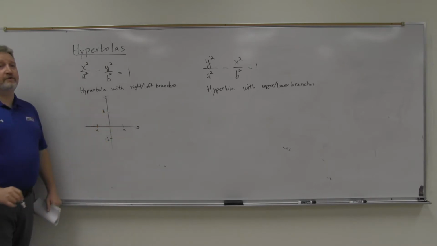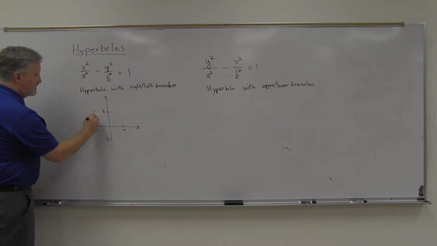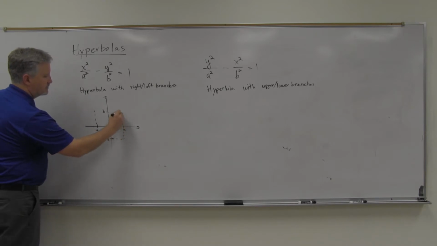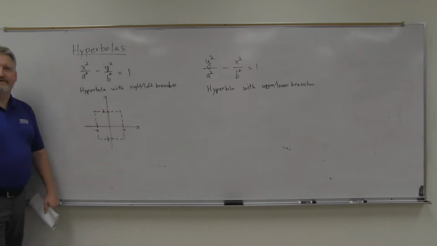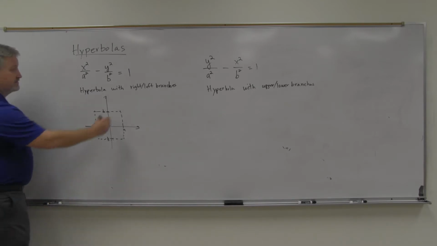But for a hyperbola, I don't connect those elliptically, right? It's a hyperbola. So what I do with those is make what's called the fundamental rectangle, drawing that rectangle through the a's and the b's. And what those give me are the asymptotes. Draw the diagonals, extended diagonals through that.